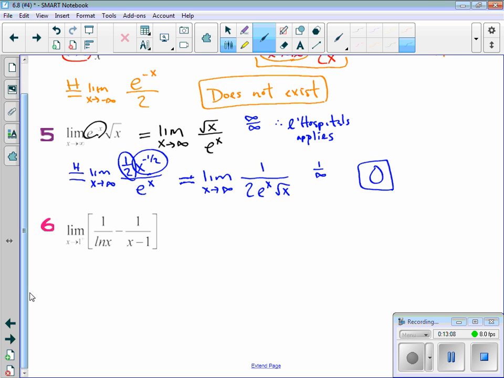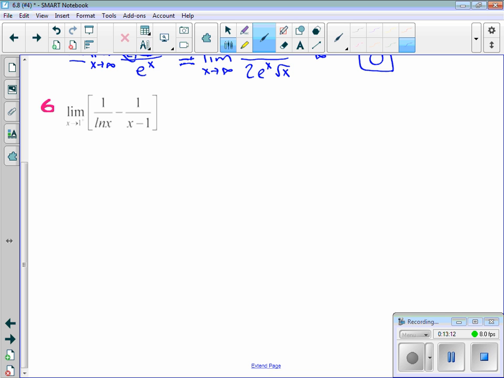Okay, now 6, we got 2 pieces here. And some people like to think that you can just do each piece separately, but with L'Hopital's, it's got to just be 1 fraction. How can we get that to be 1 fraction? Get the common denominators. Okay, so we're going to take natural log of x times x minus 1. So this first one we need to multiply by x minus 1 on top and bottom. And the back one we need to multiply by natural log of x.